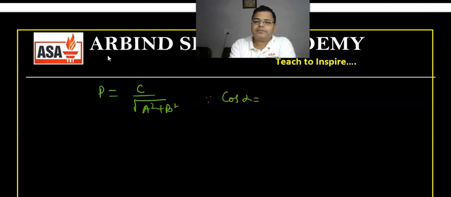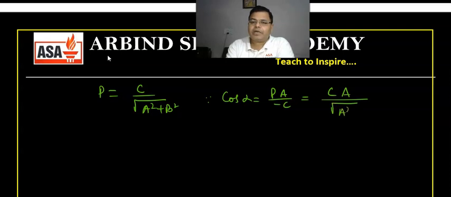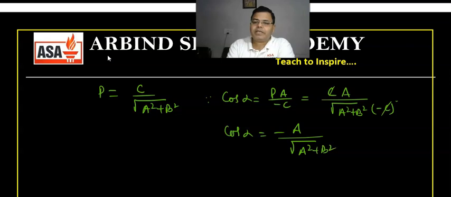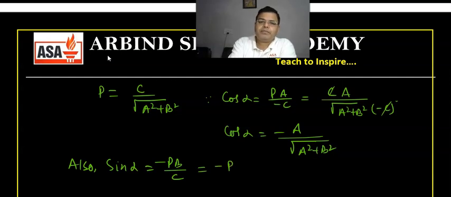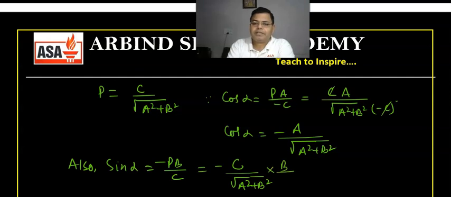Now since cos alpha is p a upon minus c, if you put the value of p here, then this is p a, then c a upon under root a square plus b square into minus c. So this c and c cancel, and cos alpha is equal to minus a upon under root a square plus b square, the negative sign coming in the numerator. And sin alpha is p b upon minus c. The negative sign can be taken upward, so p b is equal to minus p b upon c. The value of p is c upon under root a square plus b square, and b by c is there. So c cancels, and we get minus b upon under root a square plus b square.